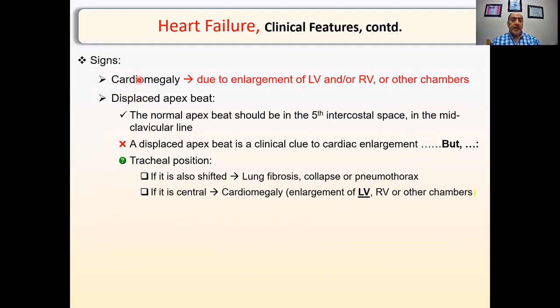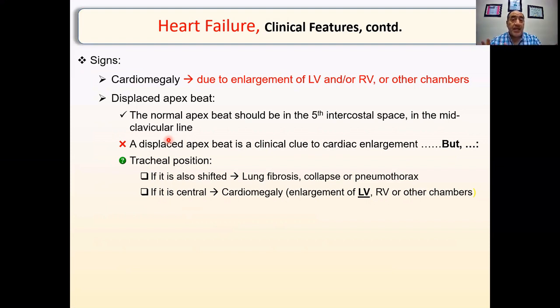Signs include cardiomegaly, okay, the heart size will increase due to enlargement of the left ventricle, right ventricle, or both chambers, or even other chambers. Displaced apex beat. In our PBL and case discussion, we usually talk about the apex beat. The normal apex beat should be in the 5th intercostal space in the mid-clavicular line.